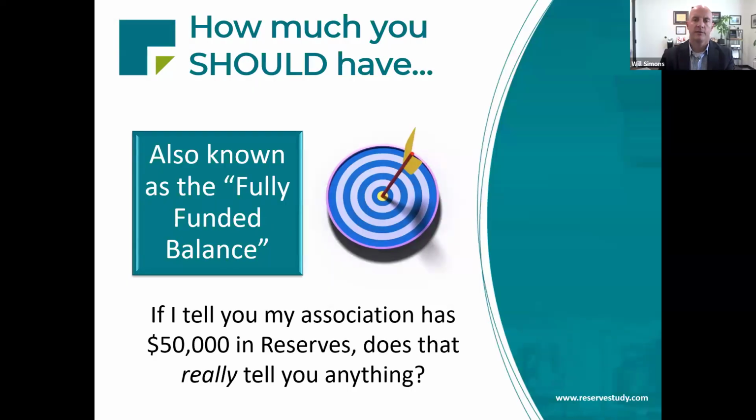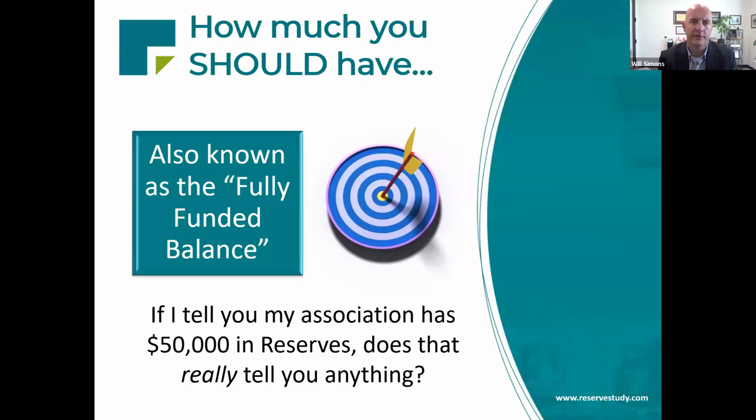There we go. So the way that I have always tried to characterize this is by zooming in on that second number, how much money you should have. This is something that we call the fully funded balance, right? And it's a theoretical number telling us, in a perfect world, how much money should you have set aside for all of your assets? So I'll give you a very brief example here.